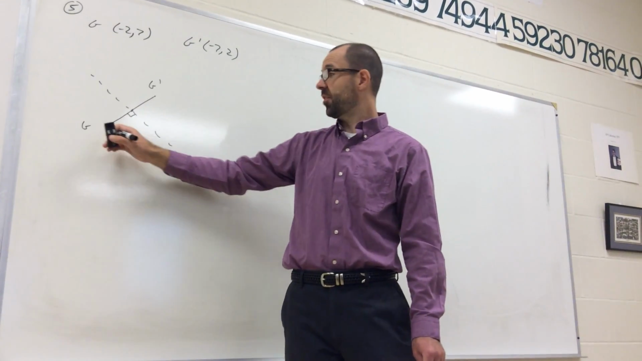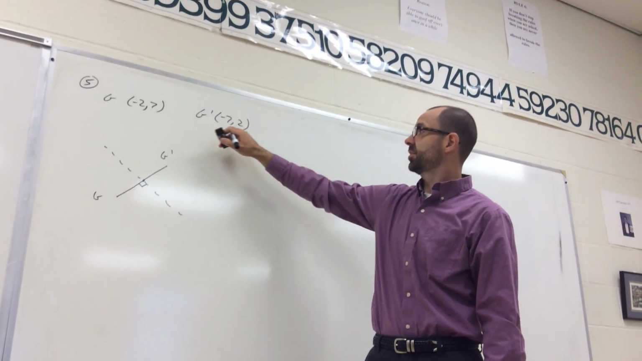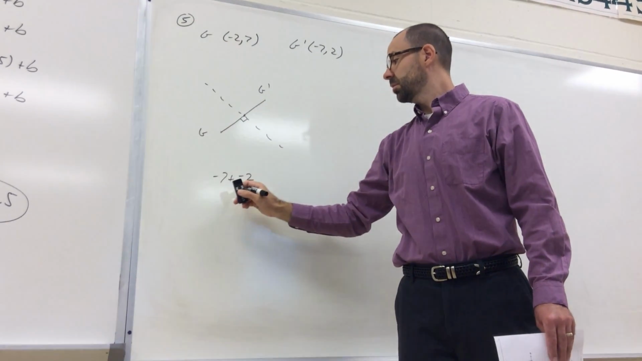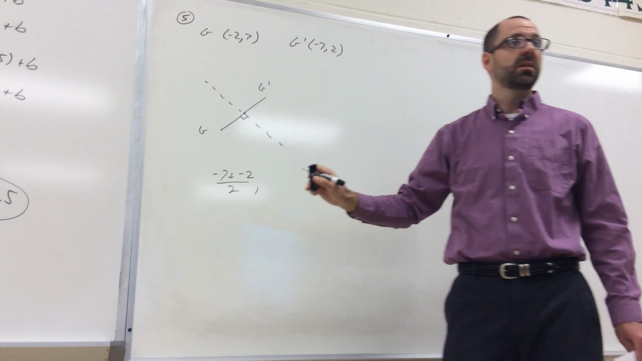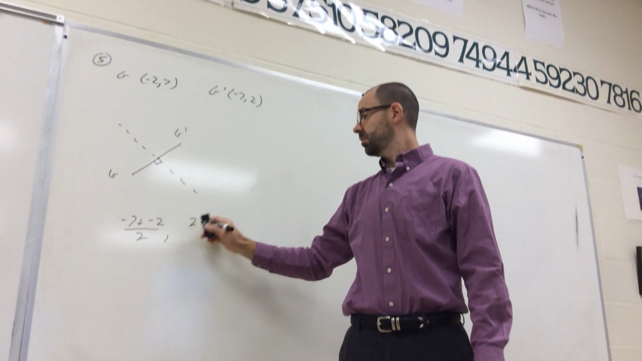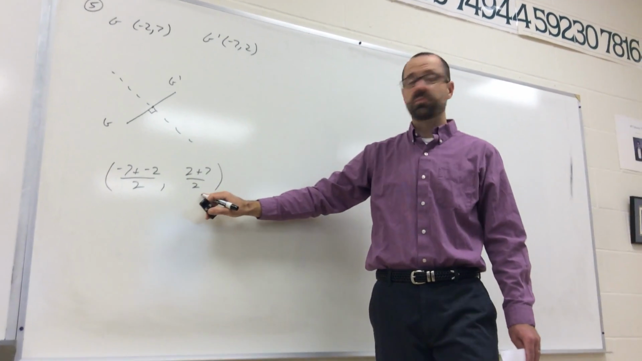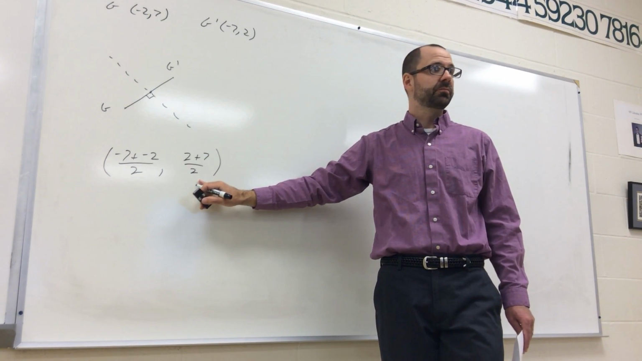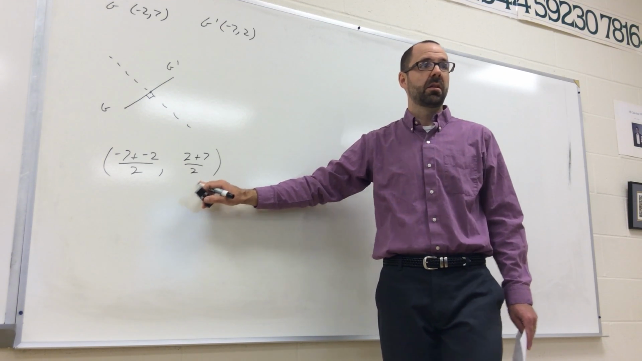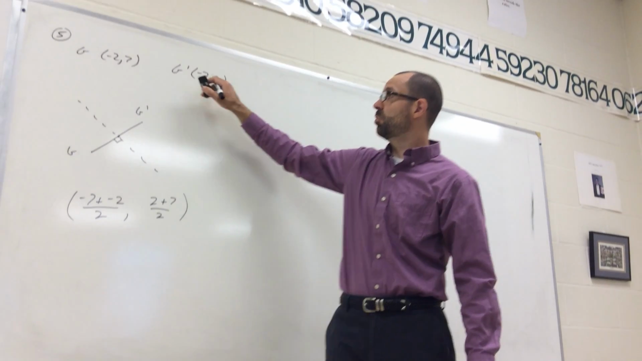All right, so first job is to find the midpoint between G and G prime. So that is negative 7 plus negative 2 divided by 2, and 2 plus 7 divided by 2. So this bit of work is to find the midpoint. And then over here, I'm going to do slope. That one's 2 minus 7.